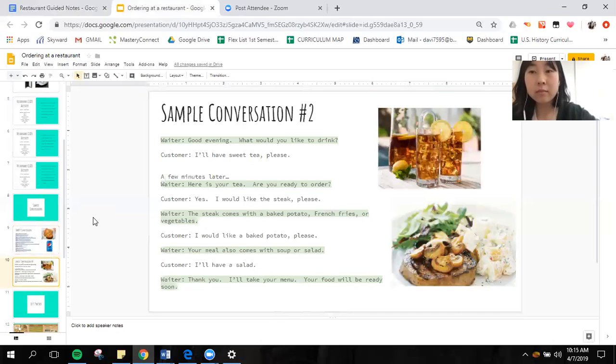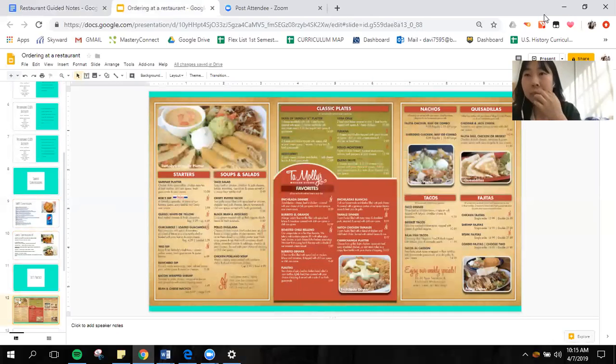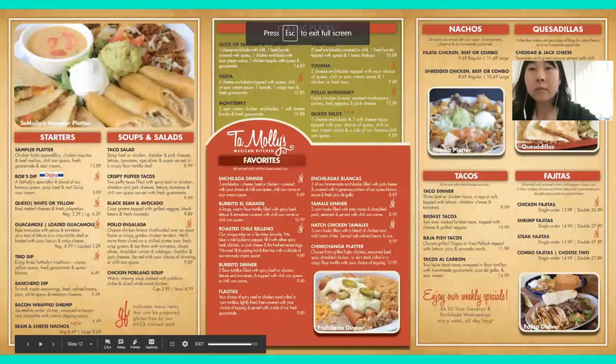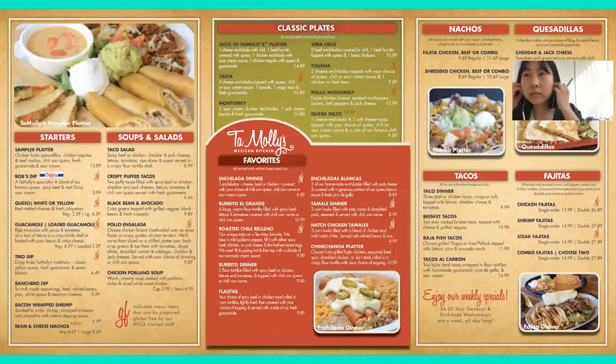Perfect. Do you have any questions about this short conversation? No. Okay, perfect. Now we're going to practice, and here is a menu. Let me make this full screen so it's easier to see. This is a menu from a Mexican restaurant. What I will do first is I will be the waitress and you will be the customer, and then we'll flip.